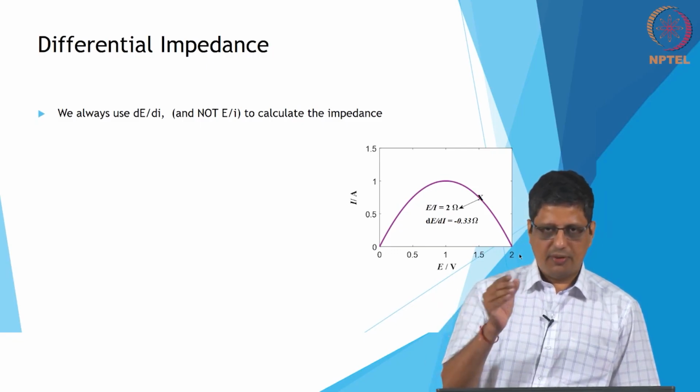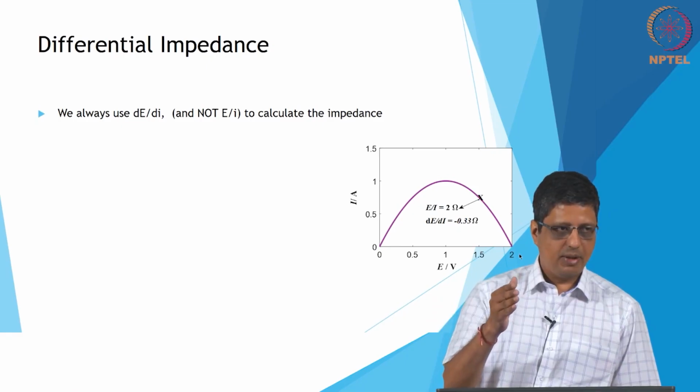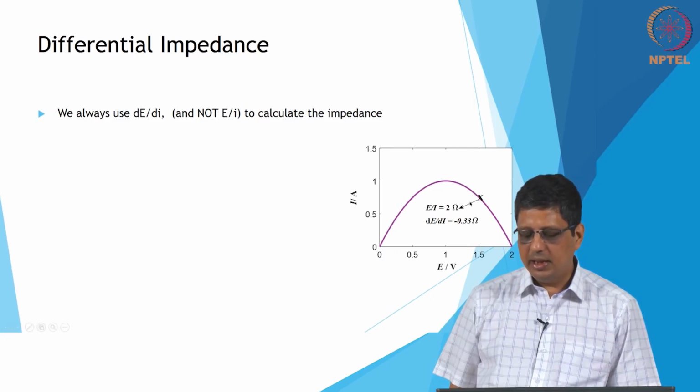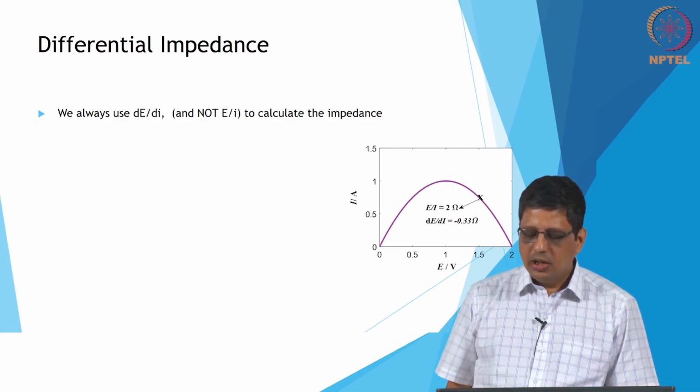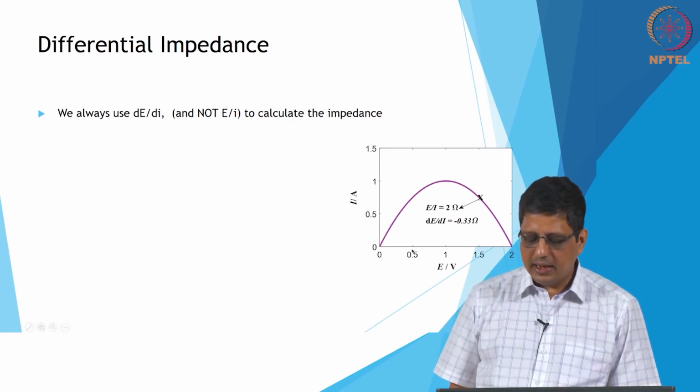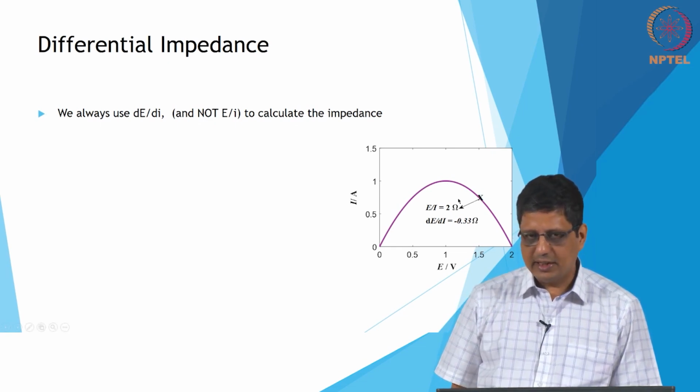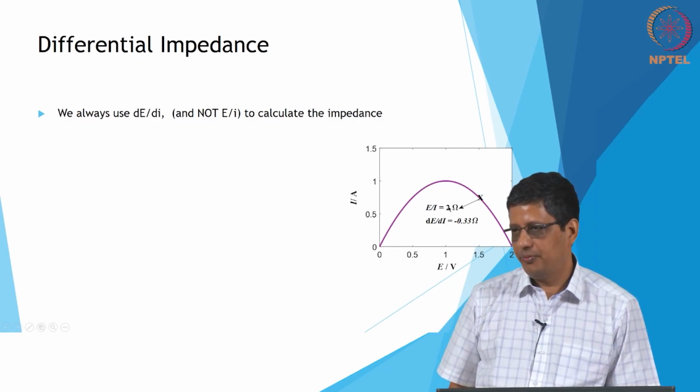At low potential, the passivation layer may not cover the surface. You may get higher current as you increase the potential, but beyond a limit it can decrease. So, it is not an unrealistic example. If you take the value of E by I, E here is 1.5 volts, on the x axis, and I is let us say 0.75, you are going to get 2 ohms.